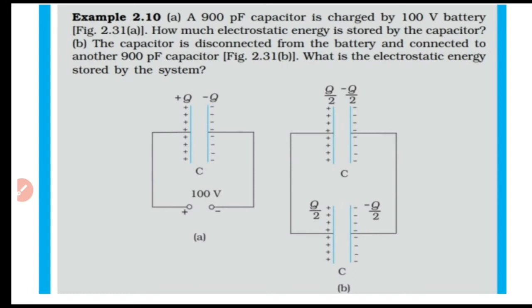A 900 picofarad capacitor is charged by a 100 volt battery. How much electrostatic energy is stored by the capacitor? That part is very easy. You can solve it using the equation half CV square. Second part, the capacitor is disconnected from the battery and connected to another 900 picofarad capacitor. What is the electrostatic energy stored by the system? So, new electrostatic energy we have to find.